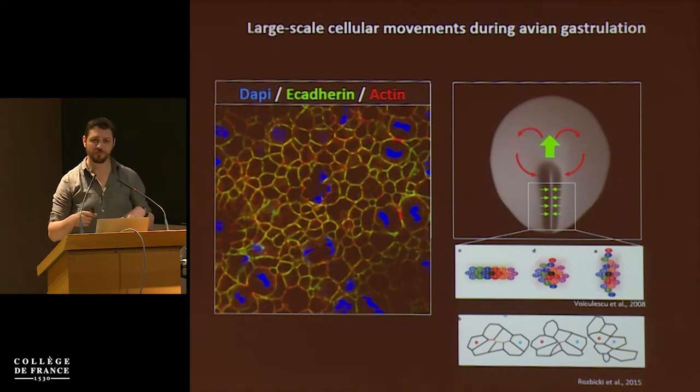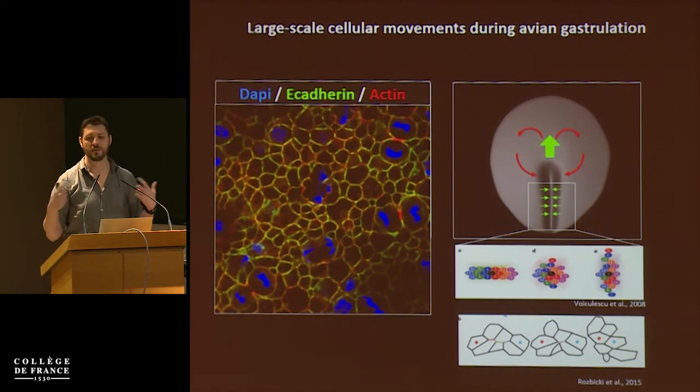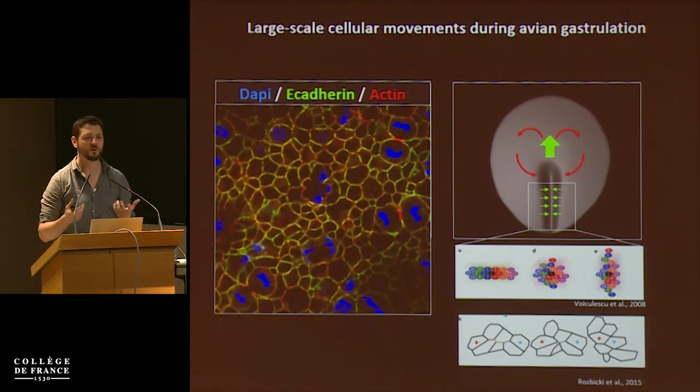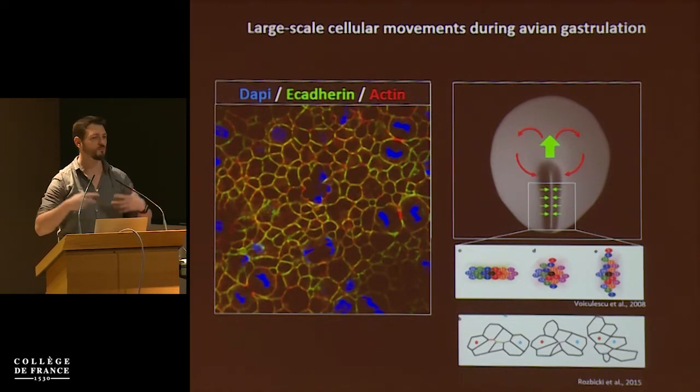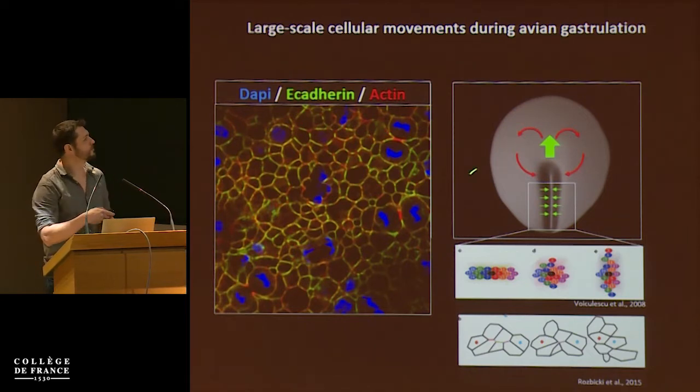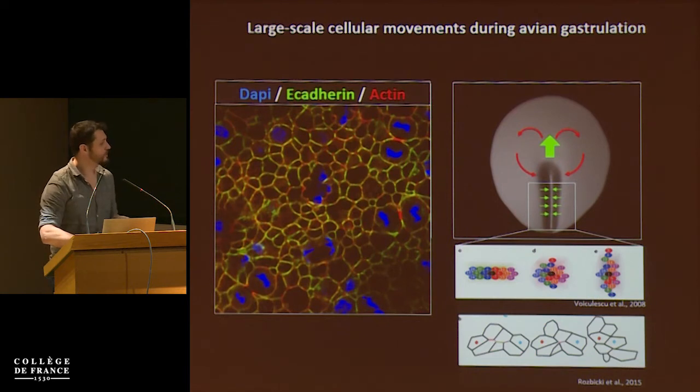I should mention that this movement takes place in an epithelium, so all the cells are connected by adherens junctions. So really what we wanted to understand is how this massive movement can take place. Do the cells rearrange? If so, how do they do that in this region? And or do they change shape? We knew very little when we started the lab.